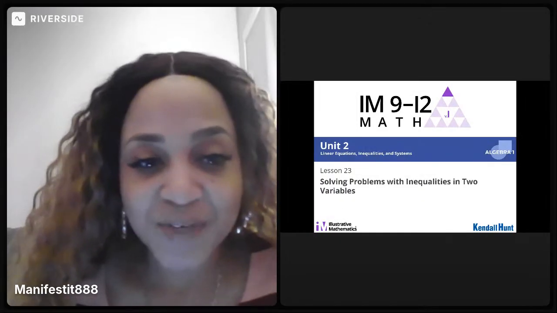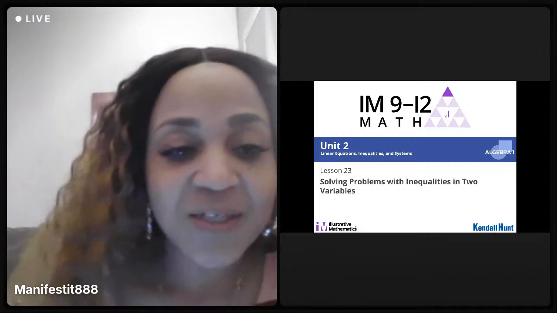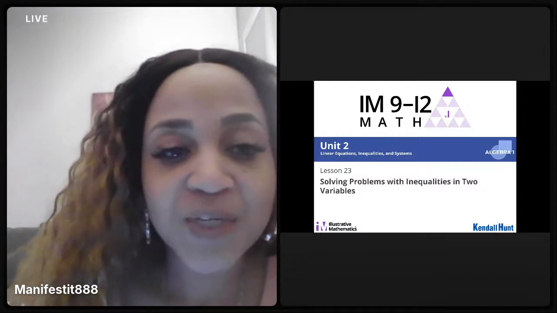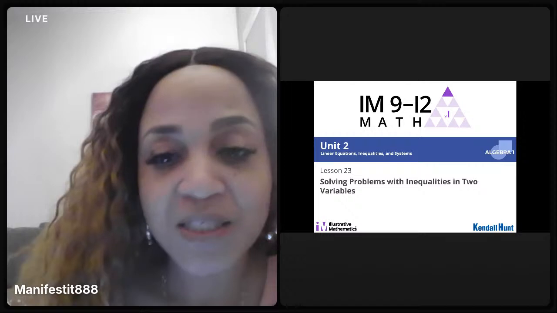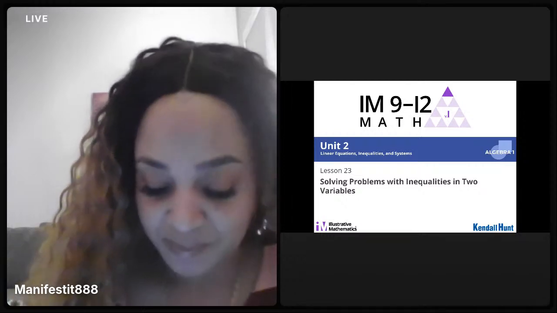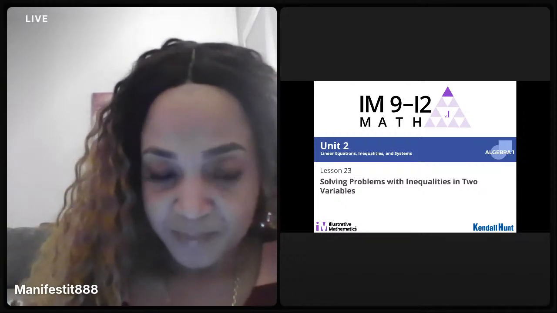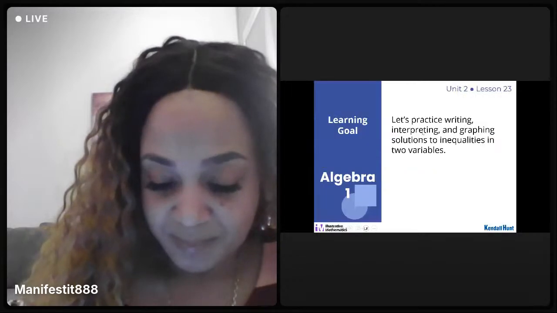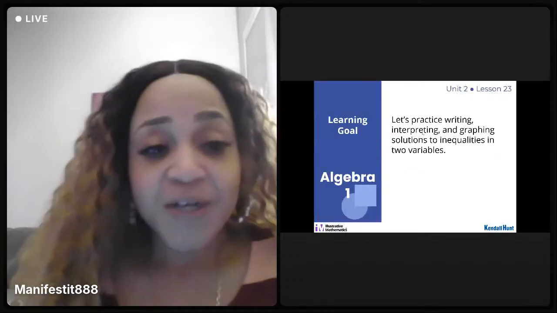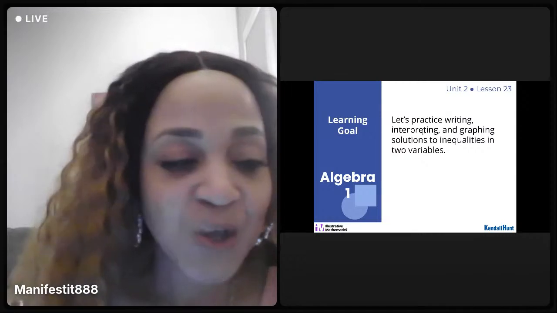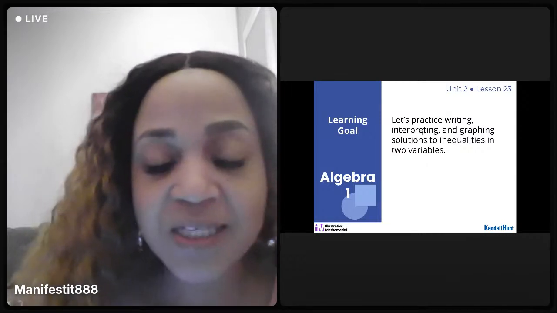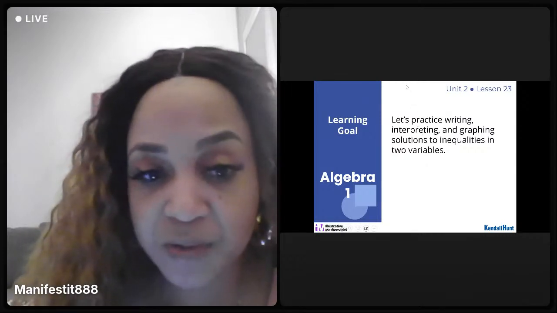Working on I Am curriculum, Unit 2, Lesson number 23, Solving Problems with Inequalities in Two Variables. Our learning goal: let's practice writing, interpreting, and graphing solutions to inequalities in two variables.